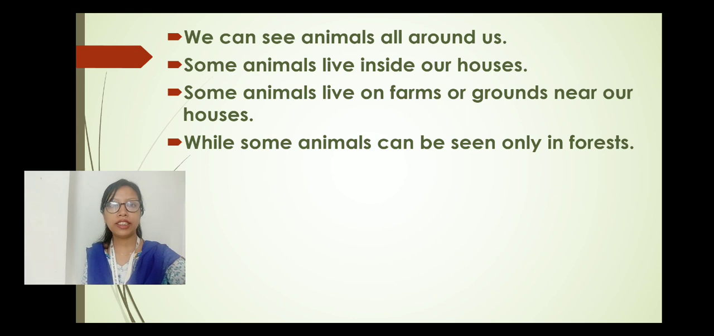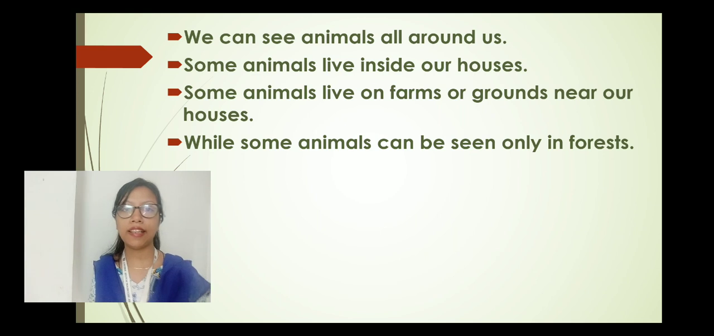So what do we see from those charts? We can see animals all around us. Whenever we go out, we can see that there are cows, goats, cats, dogs, etc. So we can see animals around us. Now some animals live inside our houses. Some animals live on farms or grounds near our houses. And some animals can be seen only in the forest.